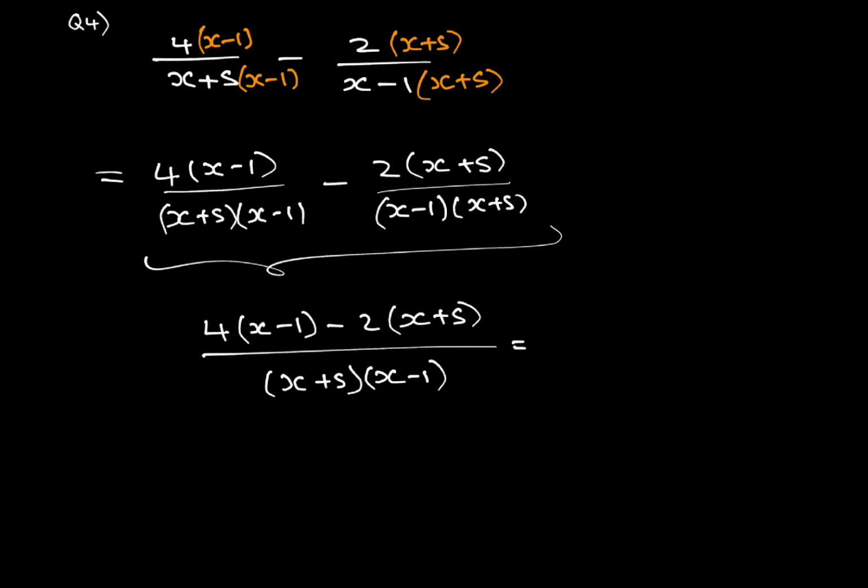Now you want to expand and simplify the numerator. So the first one, we're going to have 4 times x, 4 times negative 1. So that's 4x minus 4. And then I'm going to have negative 2 times x, which is negative 2x.